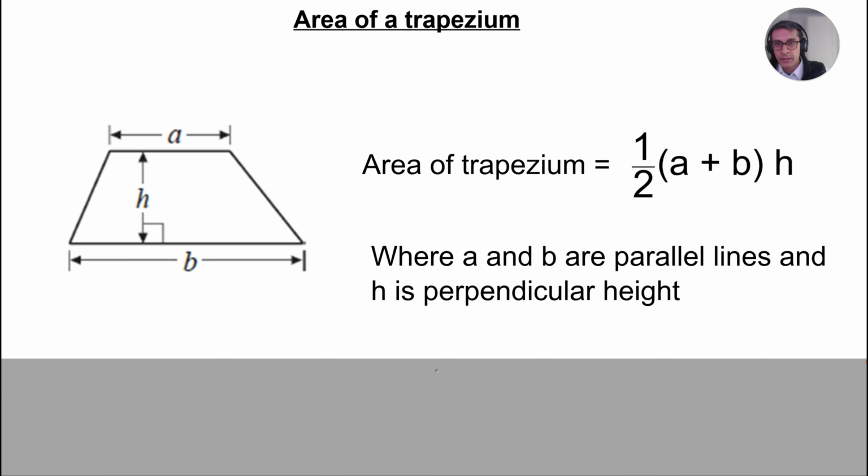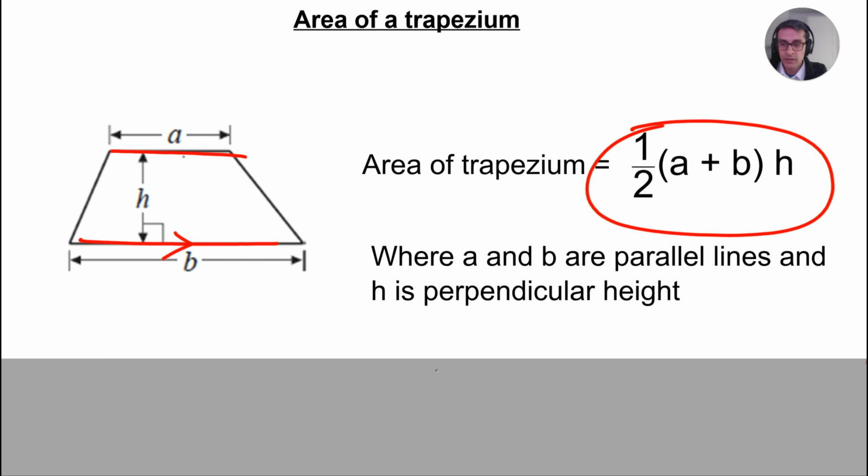We're going to be continuing to look at area of a trapezium. We figured out the formula. We showed where it came from, half a plus b times height. A and b are the two parallel sides. It doesn't matter which of the parallel sides they are, but it's just going to be the pair.